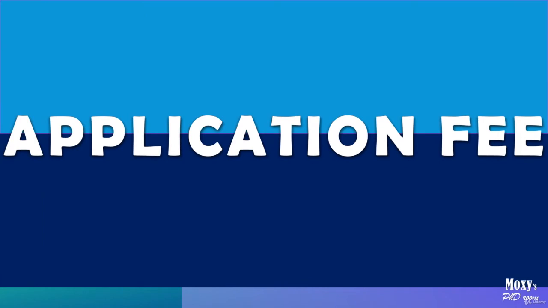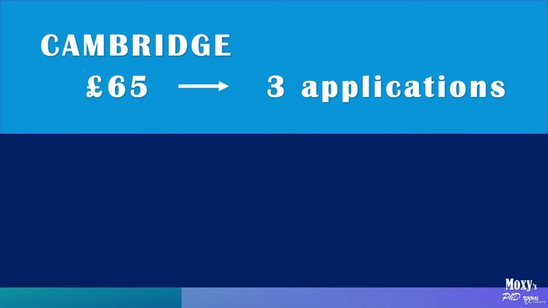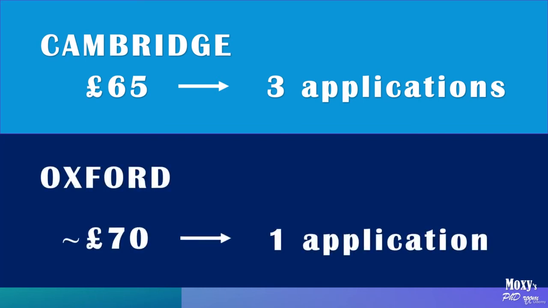Now let's talk about how much I paid for PhD applications. For Cambridge, I paid £65 to make a maximum of 3 applications. As I applied for 4 PhD programs, I had to pay a total of £130. For Oxford, they charged me about £70 for each application I made.